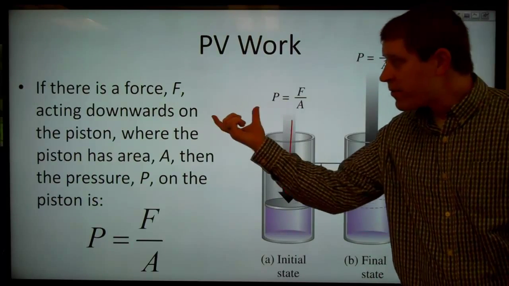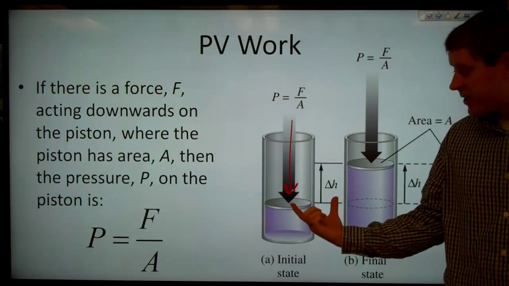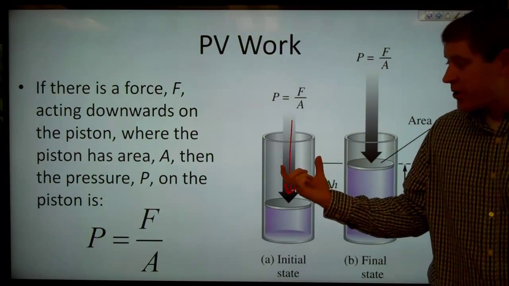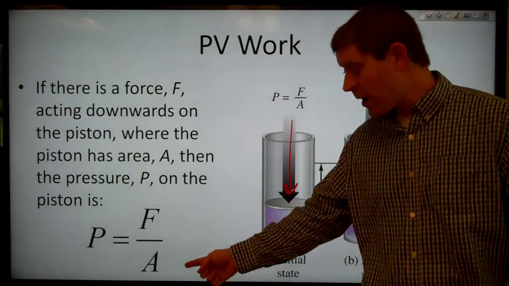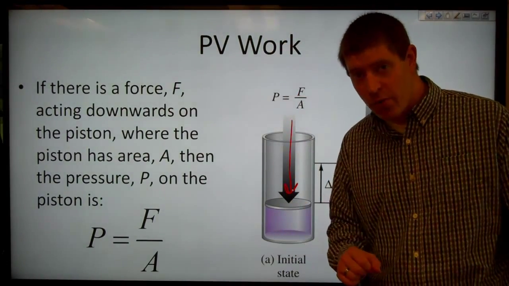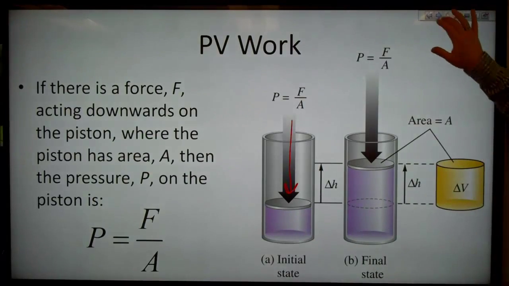So if we have a force acting downwards on our piston, where the piston has some area A, then the pressure P on the piston is equal to F over A, the force divided by the area. That's how we define pressure. It's a force divided by area.